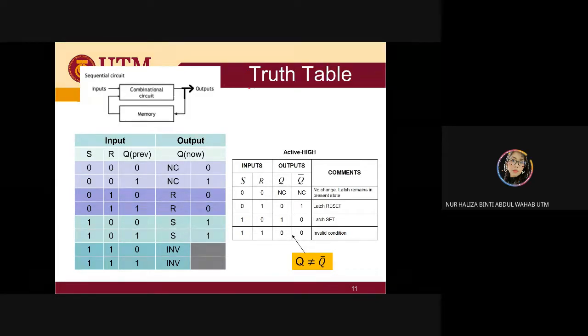This is in terms of the truth table. This is the thing that I mentioned: normally you're going to be given the initial previous output.